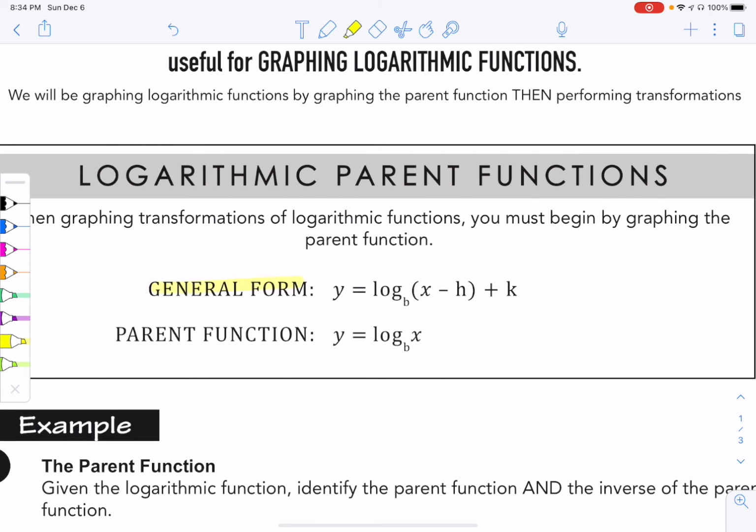Here you see the general form. The general form is y equals log base b of x minus h plus k. So for this, you have y equals log base b of x, and that is your parent function. So it's going to be specific to the problem. It can change. You also need to eliminate all those other values.